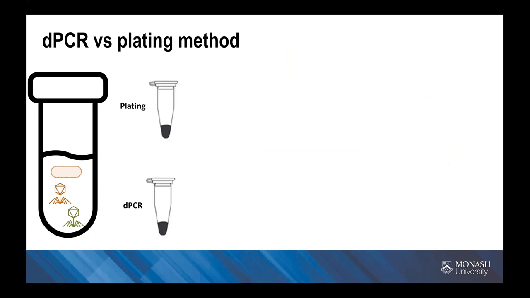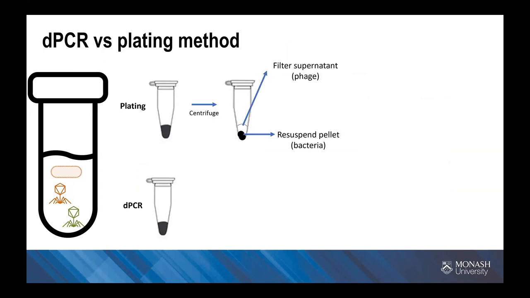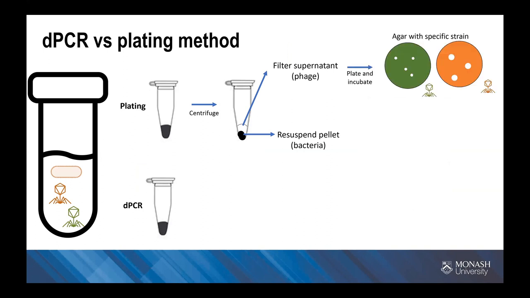And basically what I want to show here is the difference in workflow for both plating and dPCR methods. In this system, we have a bacterial strain and two different phages. With the plating, first, we need to separate the bacterial cells and phages, where the bacteria will pellet down and the phage will stay in the supernatant. For phages, a filtration step is then required to ensure that all bacterial cells are removed from the system before we plate them on a double layer agar overlay with the specific bacterial strains. And the bacterial pellet needs to be resuspended and plated on agar.